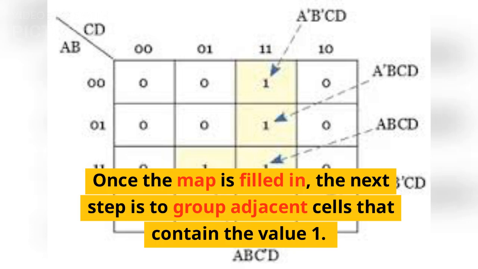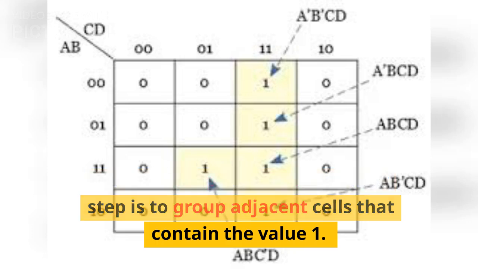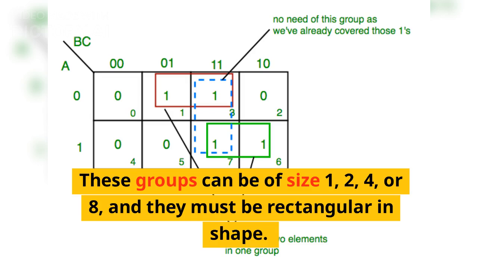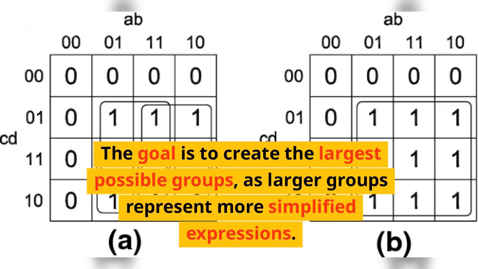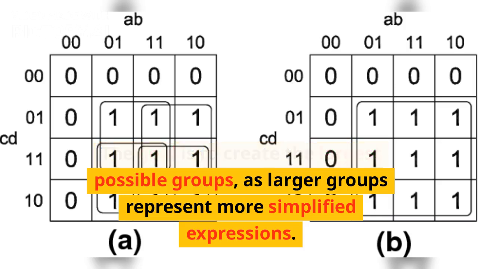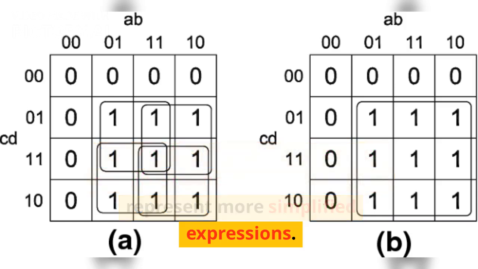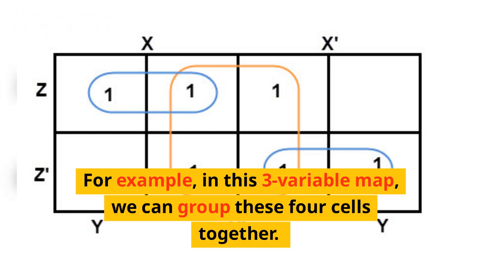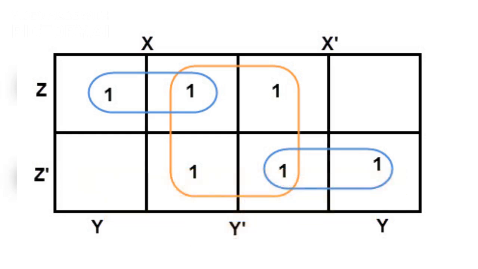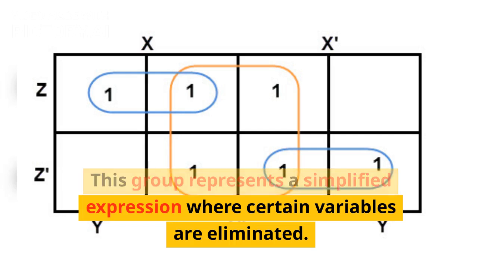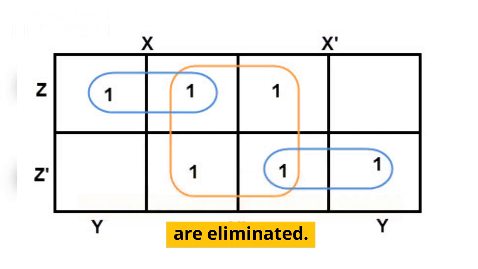Once the map is filled in, the next step is to group adjacent cells that contain the value 1. These groups can be of size 1, 2, 4, or 8, and they must be rectangular in shape. The goal is to create the largest possible groups, as larger groups represent more simplified expressions. For example, in this 3-variable map, we can group these 4 cells together. This group represents a simplified expression where certain variables are eliminated.